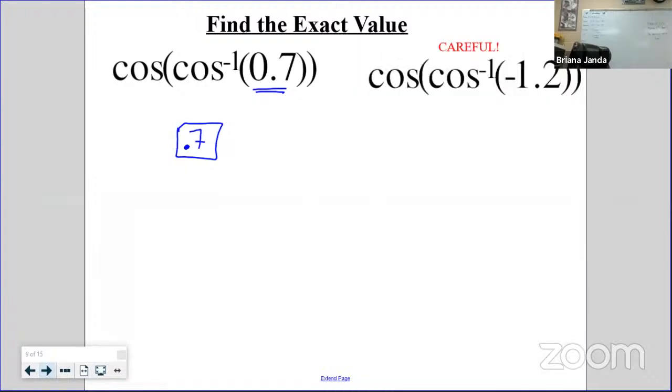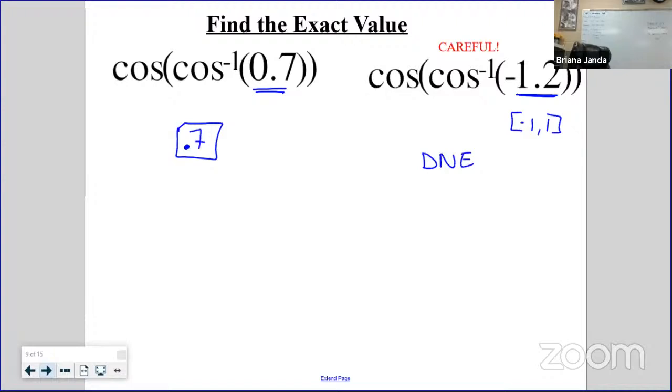Just make sure it works for that problem, okay? So look at this one. Can I do the inverse cosine of negative 1.2? No, the only numbers that I can put into an inverse cosine are from negative 1 to 1. Does negative 1.2 fall in that domain? No, it does not. And so this does not exist.